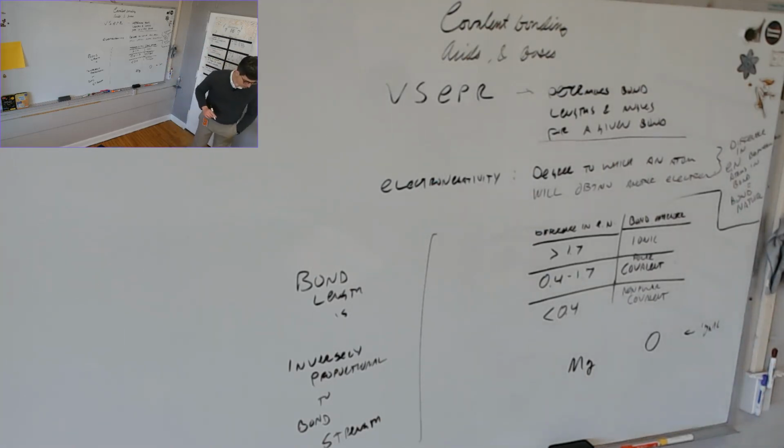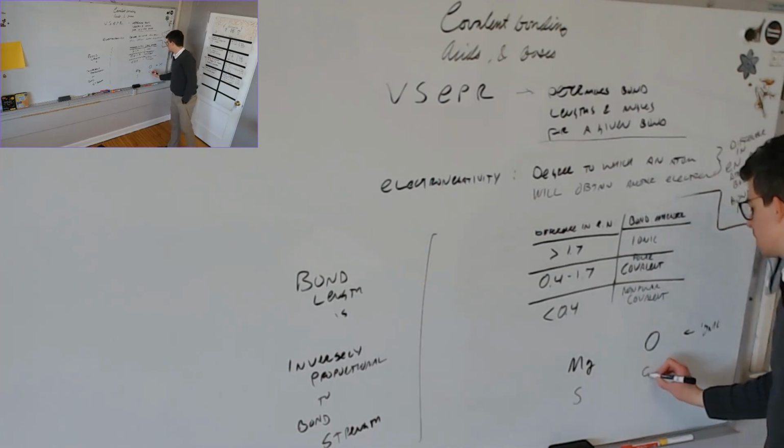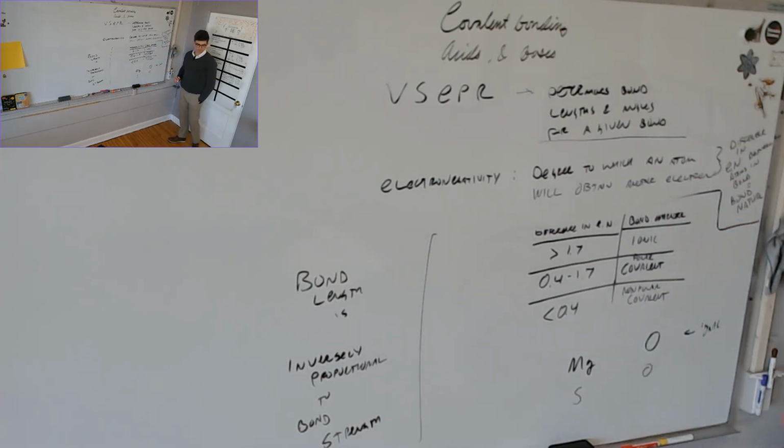What about sulfur and oxygen? Those two form a bond too. Sulfur's is 2.58, oxygen's is 3.44. So what is that? 0.86. Where does 0.86 fall? Well, it's polar covalent.